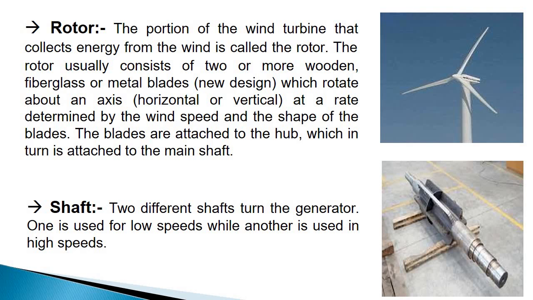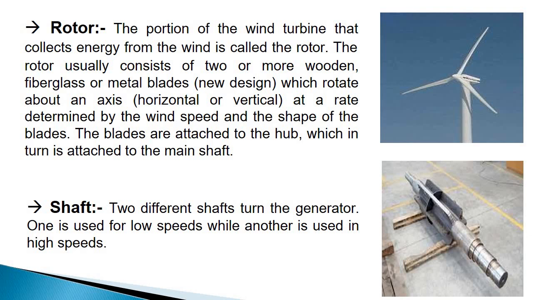Rotor. The portion of the wind turbine that collects energy from the wind is called a rotor. The rotor usually consists of two or more wooden or fiberglass or metal blades which rotate about an axis, horizontal or vertical, at a rate determined by the wind speed and the shape of the blades. The blades are attached to the hub, which in turn is attached to the main shaft.